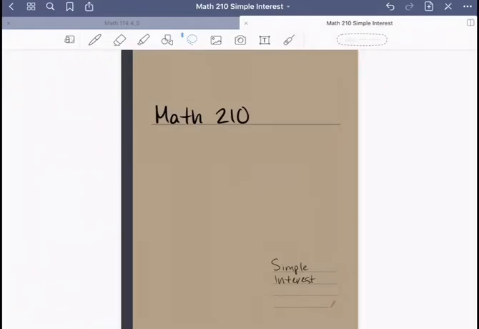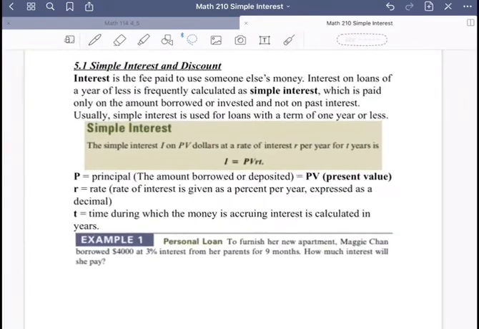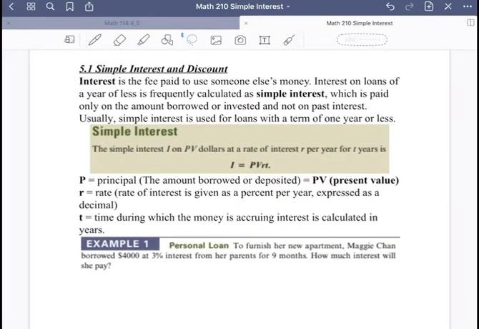Hello, everyone. This is Matthew 10, Simple Interest. Finally, we're at financing credit. So 5.1 simple interest and discount.